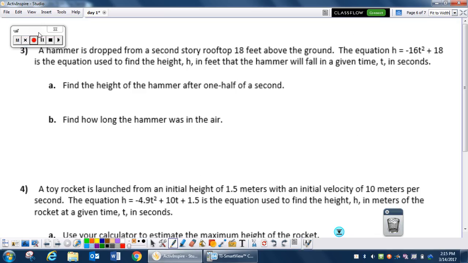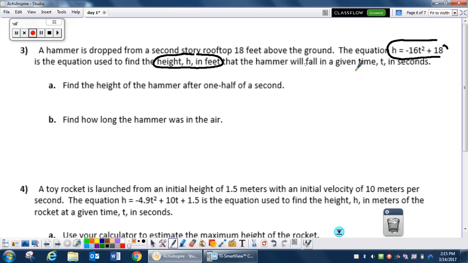Alright, and number 3, a hammer is dropped from a 2nd-story rooftop 18 feet above the ground. There is your equation. We know h is the height in feet, and t is time in seconds. So find the height. Again, it's asking for the height, so height question mark, after 1/2 of a second. So they give us t. t will be 1/2 of a second, which is 0.5, and all we're doing is plugging and chugging.